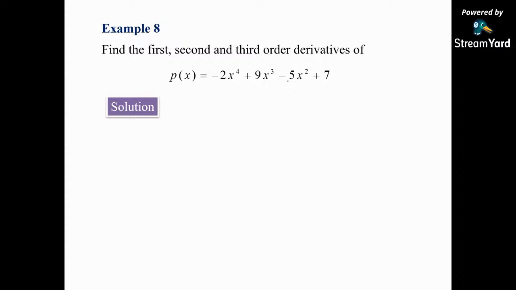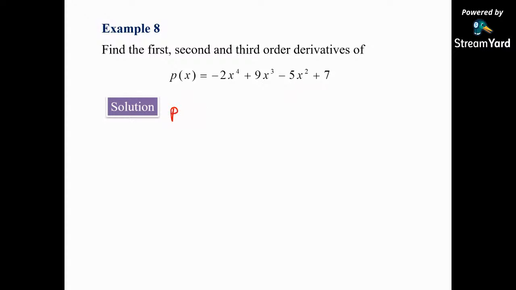Okay, so let us go to the example to calculate the first, the second, and the third derivative of p of x. Calculate the first, second, and third order derivative of p of x equal to negative 2x to the power of 4 plus 9x cubed minus 5x squared plus 7. Okay, so let us calculate the first derivative.